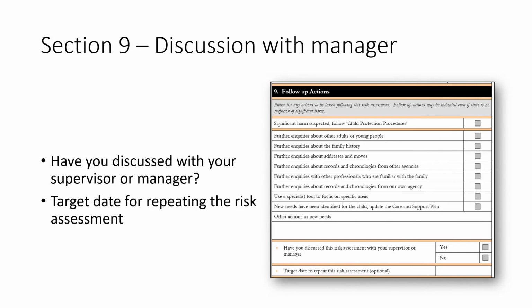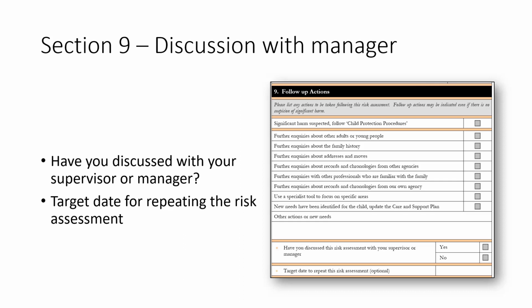Section 9 also records whether you have discussed the risk assessment directly with your supervisor or manager. The decision to discuss the assessments with a team manager or not will be determined by various factors. In some organisations, there will be an expectation that the risk assessment is always discussed with the manager, whilst in others, it is only done if the practitioner decides that there is a reason why this would be helpful.